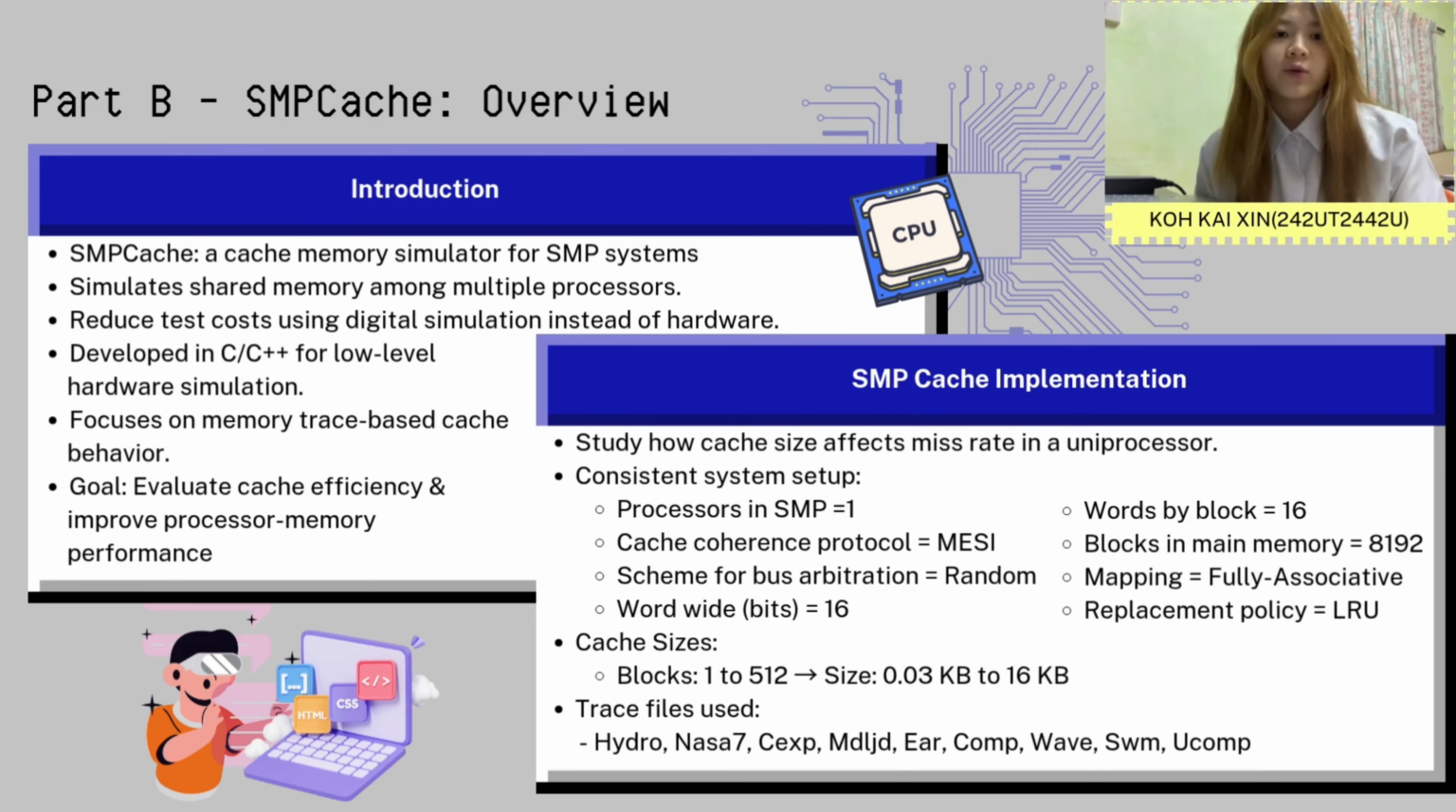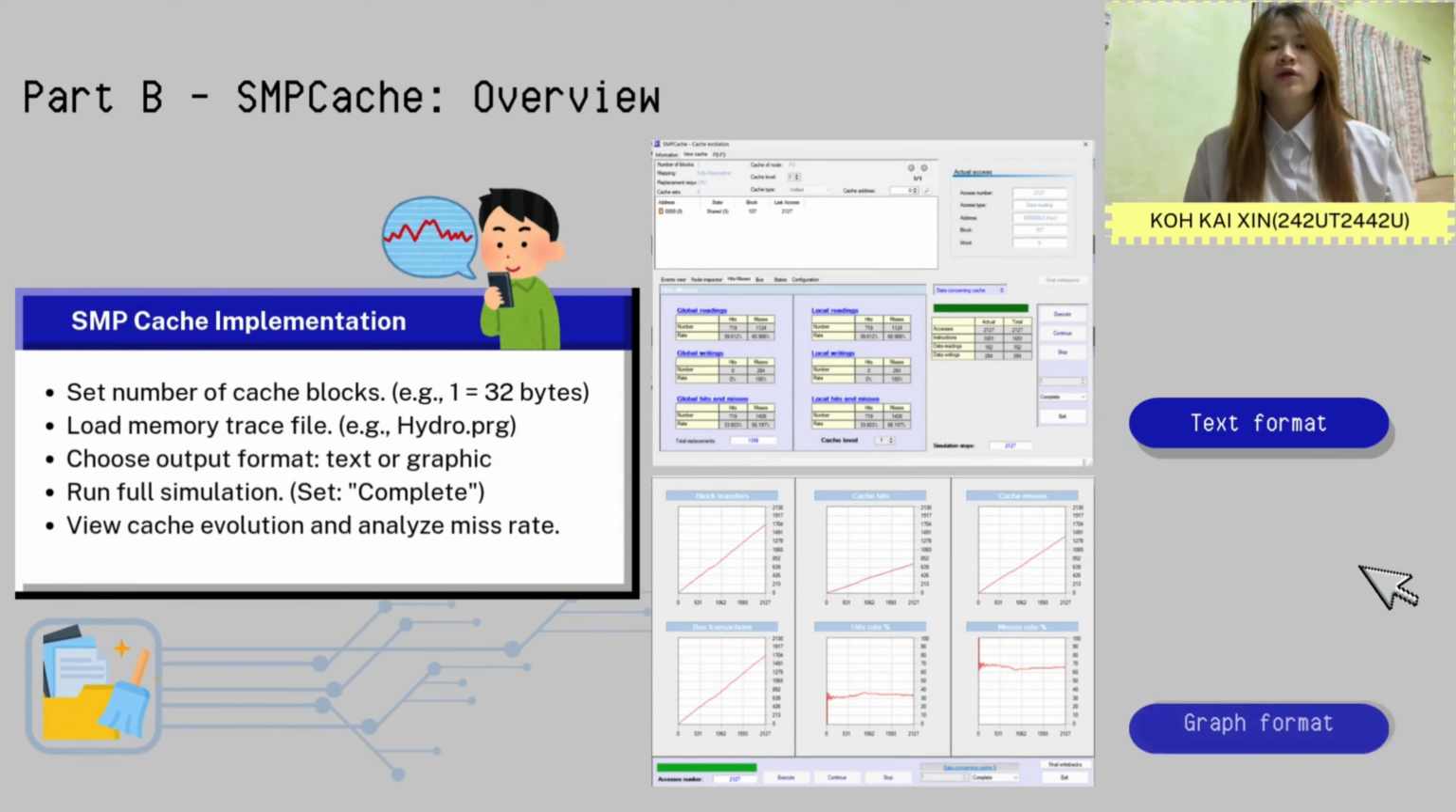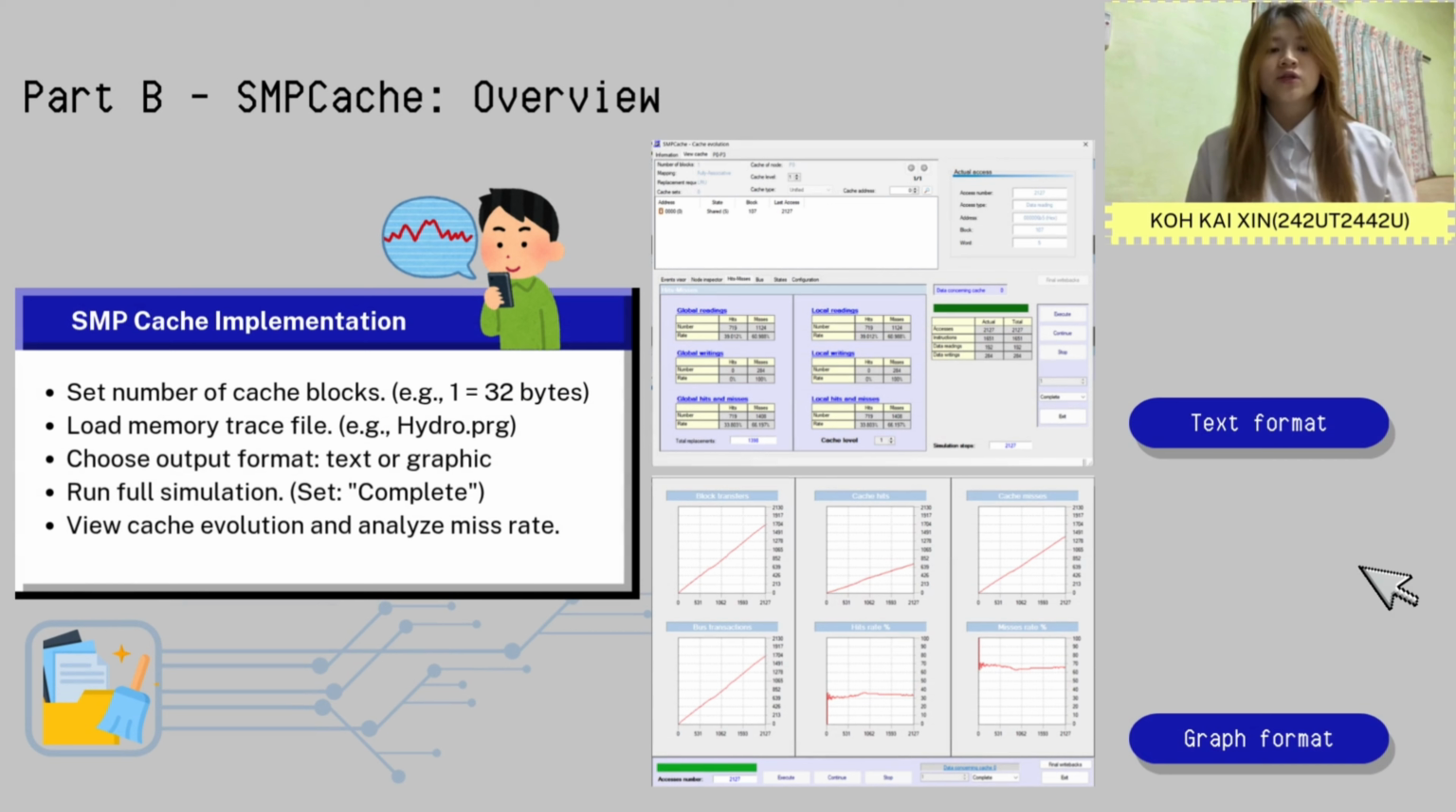The system was configured with a consistent architecture, which is one processor, MESI protocol, fully associative mapping, and an LRU replacement policy. We ran simulations on 9 real-world memory trace files, adjusting the cache size from 1 block to 512 blocks, which is equal to 0.03 kilobytes to 16 kilobytes. The simulation workflow included setting the cache size, loading a trace file, selecting how to view output, and executing the full simulation. The following figure shows the cache evolution in different formats, which are text format and graphic format.